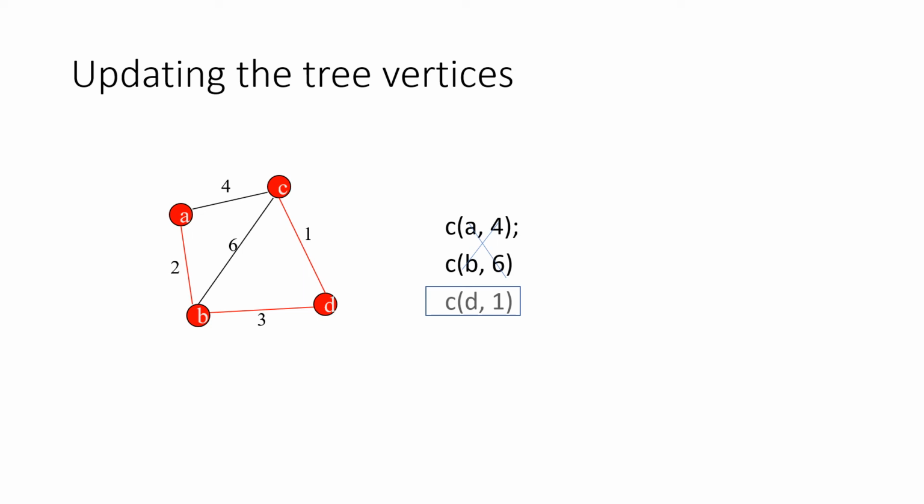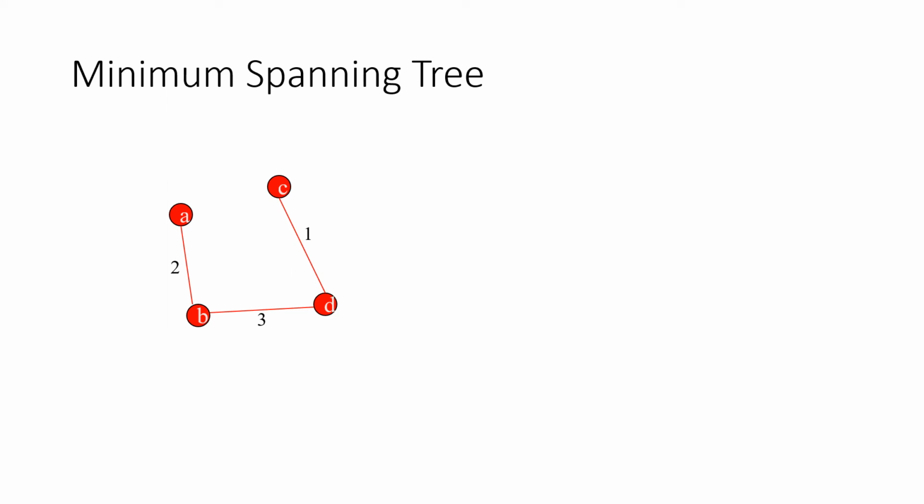So when we observe, all the vertices present in the graph are now in the minimum spanning tree. That is, all the vertices in the graph now belong to the tree vertices. Hence the algorithm stops here, right? So this is our minimum spanning tree, which spans over all the vertices in the graph with minimum distance, right? So thus we have constructed a minimum spanning tree using Prim's algorithm.